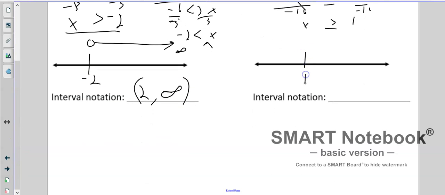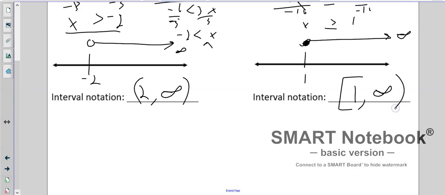So I'm starting at 1, but notice I have a solid dot because of the greater than or equal symbol. It's greater than, which means I'm going out here towards positive infinity, which helps me with my notation. 1 to positive infinity. It's a solid dot, so I use a bracket. I cannot capture infinity, so I use parentheses.